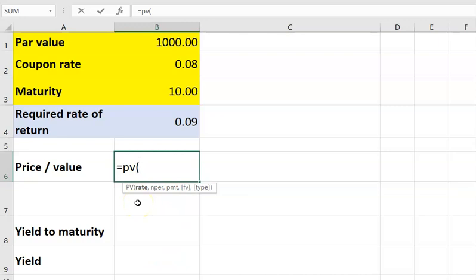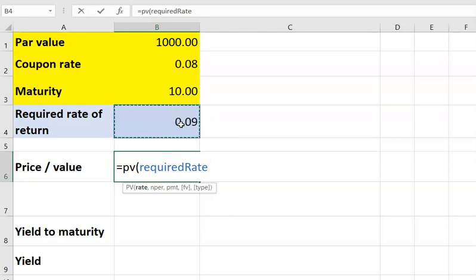Remember in the last segment, we talked about the calculation: a bond is the present value of future payments. So let's find out the value of this bond here. Well, the value of this bond, first is the rate. That's the required rate of return. So here I'm going to put the required rate of return, except, now this is very, very important.